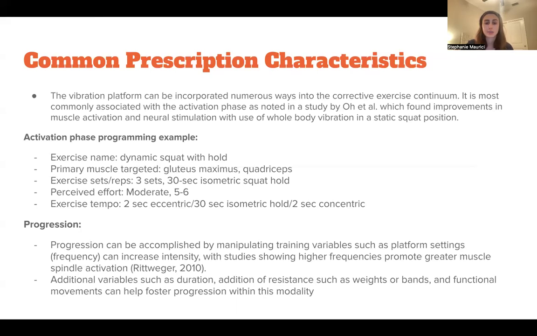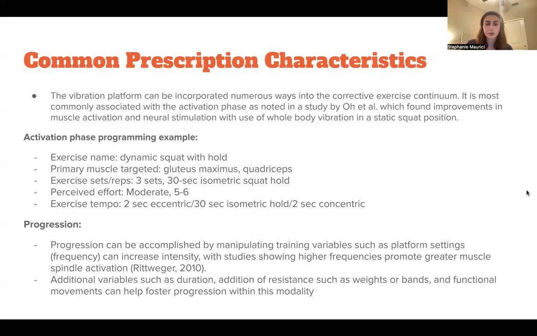Then the exercise tempo is listed there, which was 2:32. So progressing with the vibration platform modality can be accomplished by manipulating training variables such as the platform setting. So you can increase the frequency, which is how quickly it's vibrating, to increase the intensity. And studies show that higher frequencies promote greater muscle spindle activation, with the reference Rittweiger listed there.